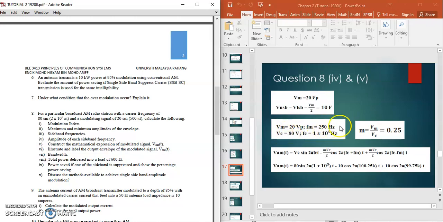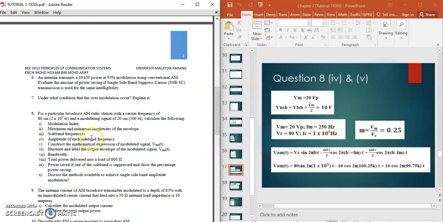Vc is 80, and then fc equals what? Oh, I think this one is wrong, and this one is actually 2. Sorry, I made a mistake. This one is actually 2, because I put 2 here.